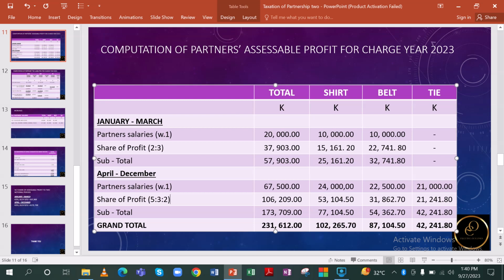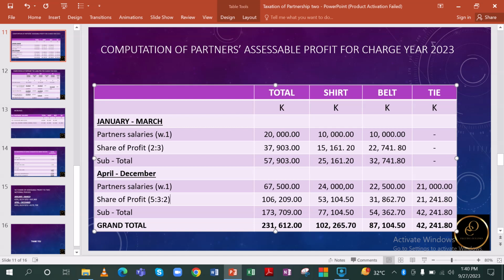Equally or similarly, for Belt, he is supposed to claim 3 parts out of the 10, so 3 parts out of the total 10. So we are going to say 106,209 kwacha multiplied by 3 divided by 10. We are going to arrive at 31,862 kwacha 70 ngwe. Okay, so the same applies to Ty, who has now come into the picture. We have 2 parts out of 10, so 2 out of 10 multiplied by 106,209 kwacha.